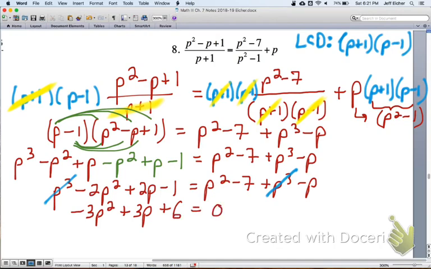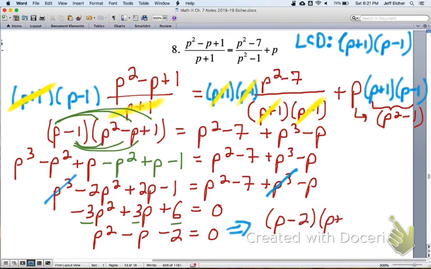Notice each coefficient is divisible by 3, so let's divide everything by negative 3. So that would be p squared minus p minus 2 equals 0 divided by negative 3 is 0. And then this looks like it's factorable, so we get p minus 2 times p plus 1 equals 0.